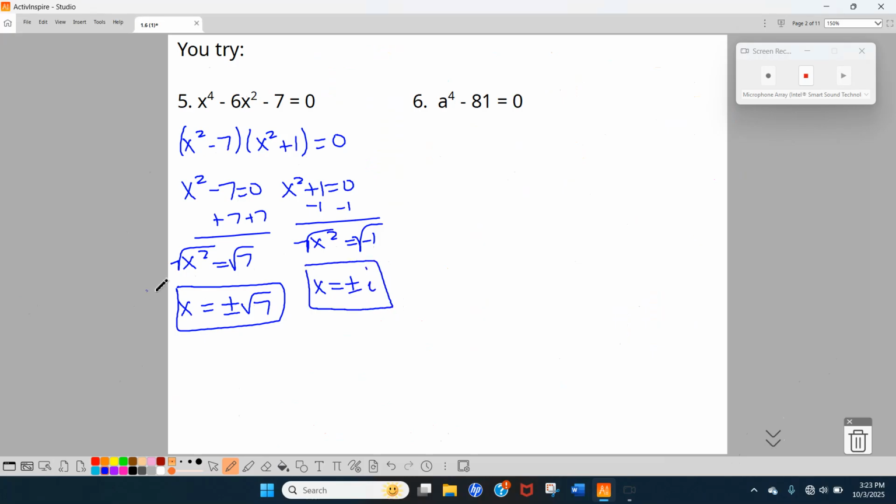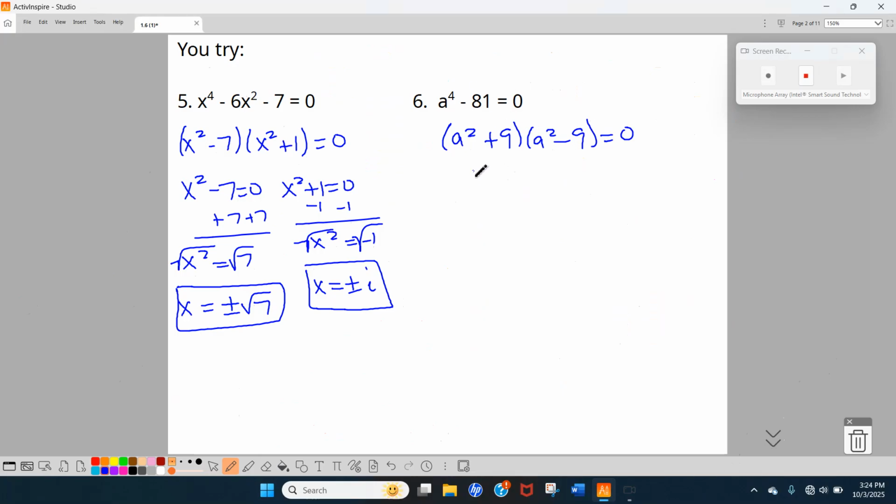All right, here, if you try to just use the square root property, you're going to lose some answers. So you're going to need to factor this. This is a difference of squares. It'll be a squared plus 9, a squared minus 9, using that difference of squares pattern that we learned previously. The square root of this is a squared. Square root of this is 9. Add 1, subtract 1.